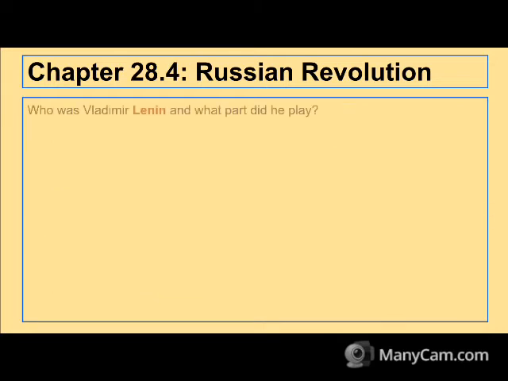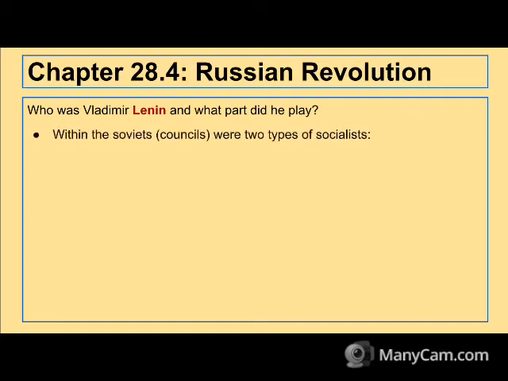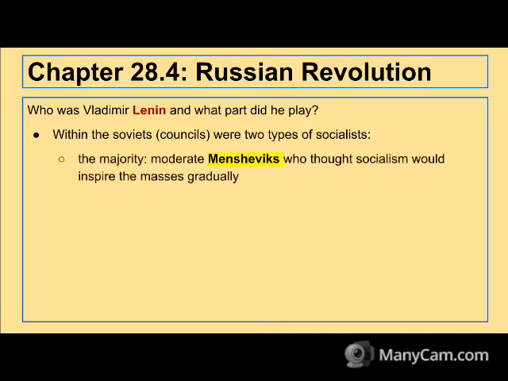The next section in 28.4 is about Lenin, Vladimir Lenin, and his role in the Russian Revolution. In these Soviets, or workers' councils, you could find two types of socialists, or sort of two parties. The majority within any given Soviet were the moderates, the Mensheviks. They thought socialism would take time and effort and would need to be the work of the people. They thought that the leaders could not pull off the revolution without the support of the masses of the Russian population. And they thought that socialism would sort of gradually inspire the people of Russia.